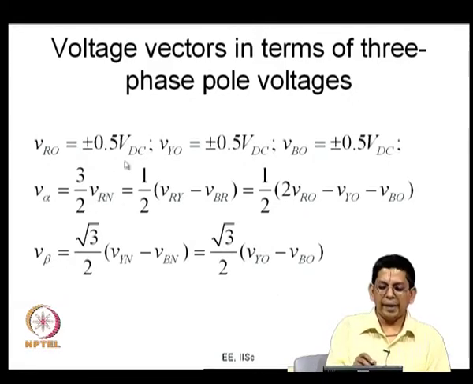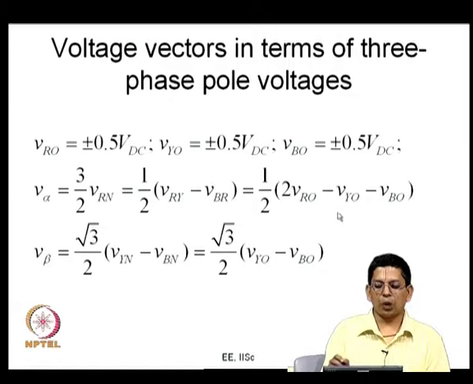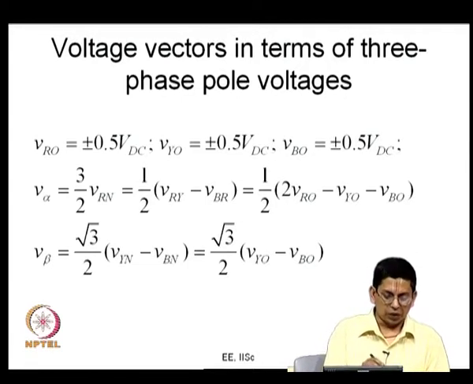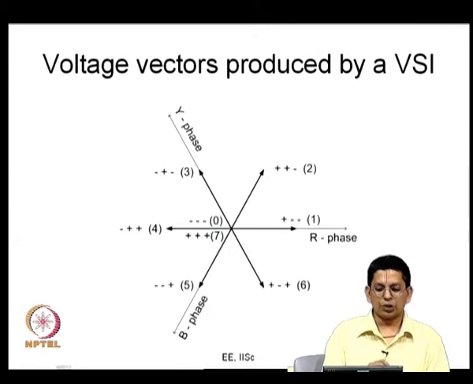For the 8 inverter states, you know the values of VRO, VYO, VBO, so you can plug them in to get your V alpha. Again, you know the values of VYO and VBO, you can plug them in to get your V beta values. Thus, for all the 8 inverter states, you can get the corresponding voltage vectors. That is an exercise which we would do. You can actually plug in the numbers and play with them.